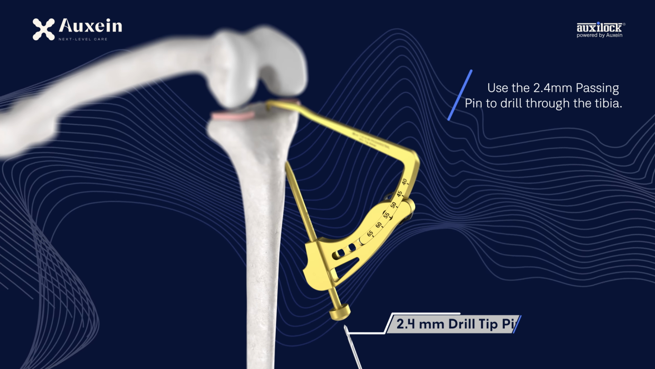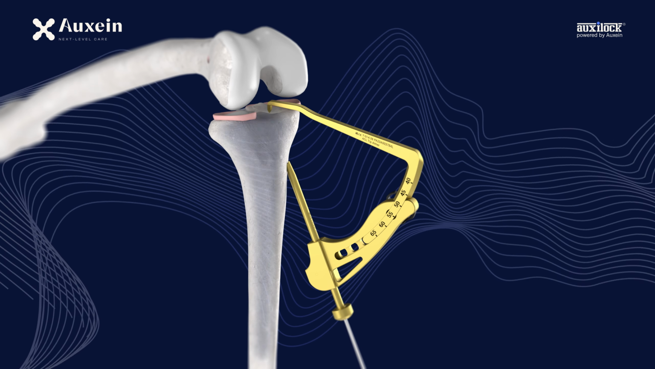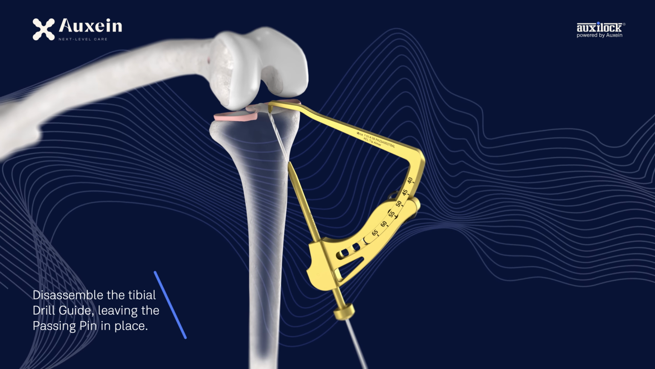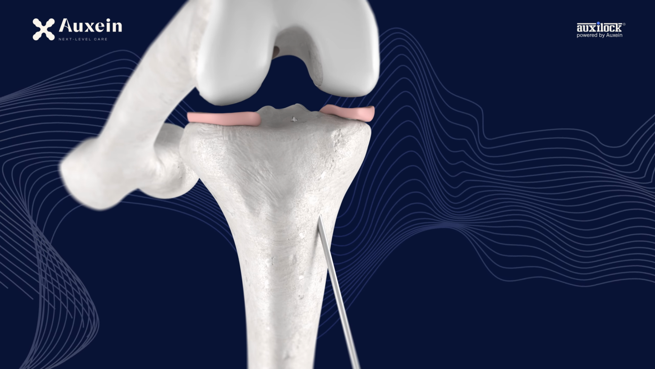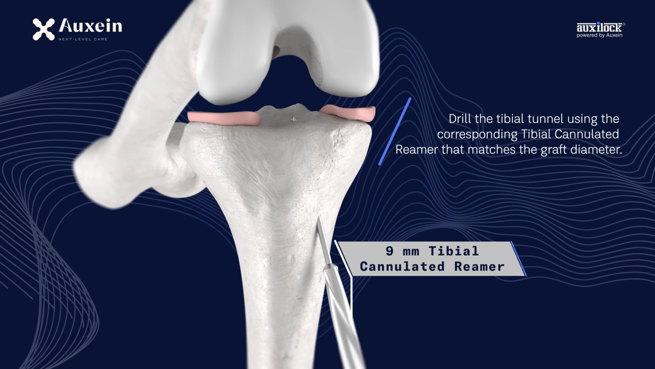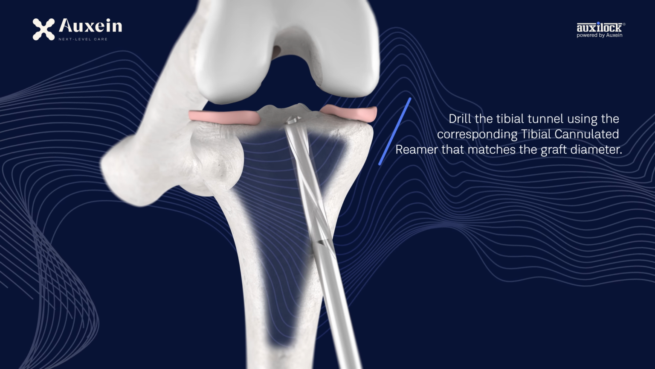Use the 2.4 mm passing pin to drill through the tibia. Disassemble the tibial drill guide, leaving the passing pin in place. Drill the tibial tunnel using the corresponding tibial cannulated reamer that matches the graft diameter.